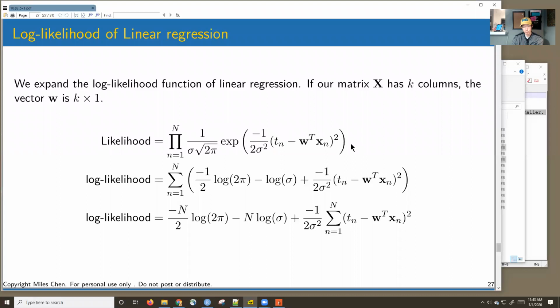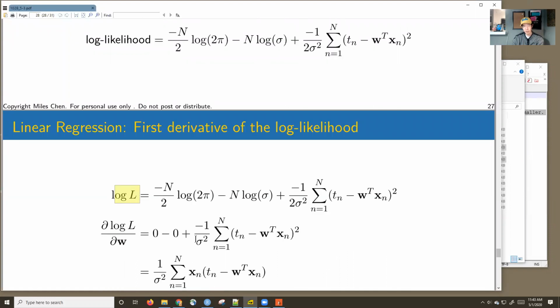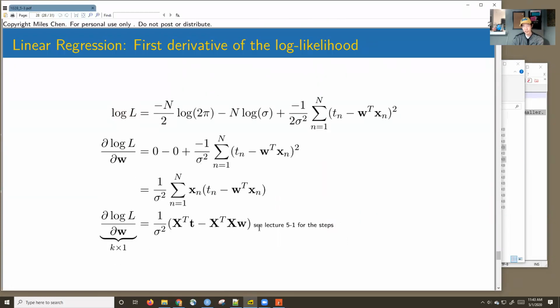It's the product of all of our normal PDFs. And the log likelihood is going to turn the product into a sum, and I have to apply the log to all of this. If I expand that out, all of these things are constants with respect to n, and so this becomes negative all of this. So this is the log likelihood after we expand it out. Now what I want to do is take the derivative of this, and I did all of the steps in lecture 5.1.